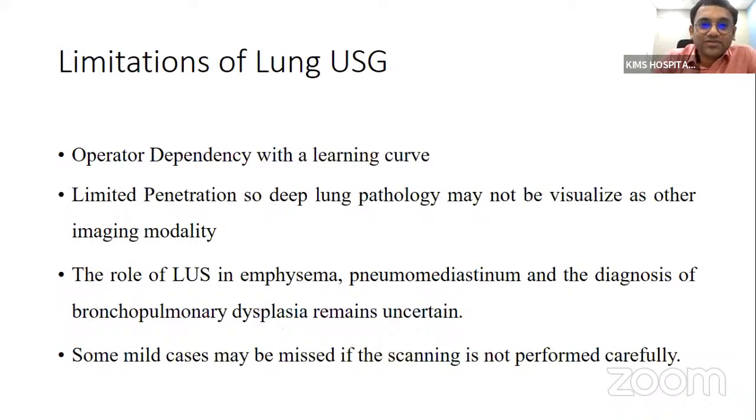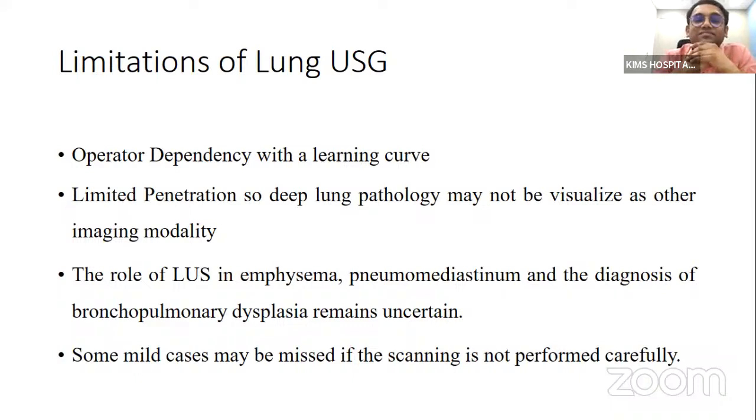So in this way, we can use the lung ultrasonography machine for various conditions aptly and timely, without any radiation hazard. However, lung ultrasound is not completely without limitations. There are a few limitations. Even though the learning is easy, it requires operator dependency. The person doing the lung ultrasound should be trained enough so that he will get better images. So we need proper training for lung ultrasonography, and only then can we get good images and interpret them properly.